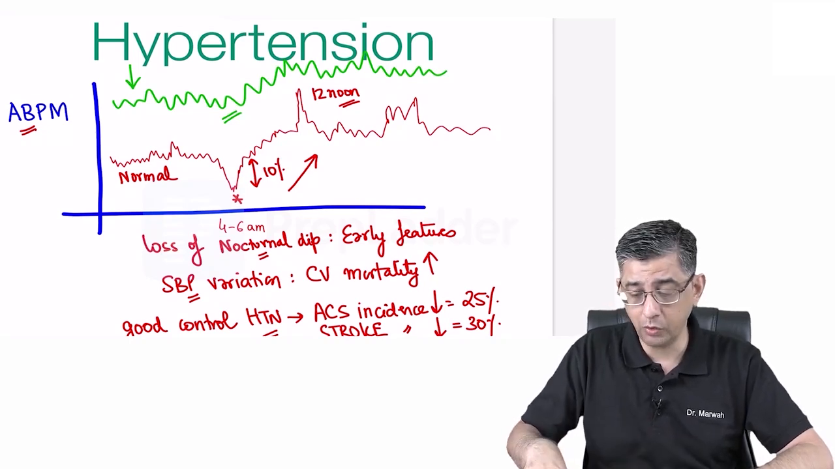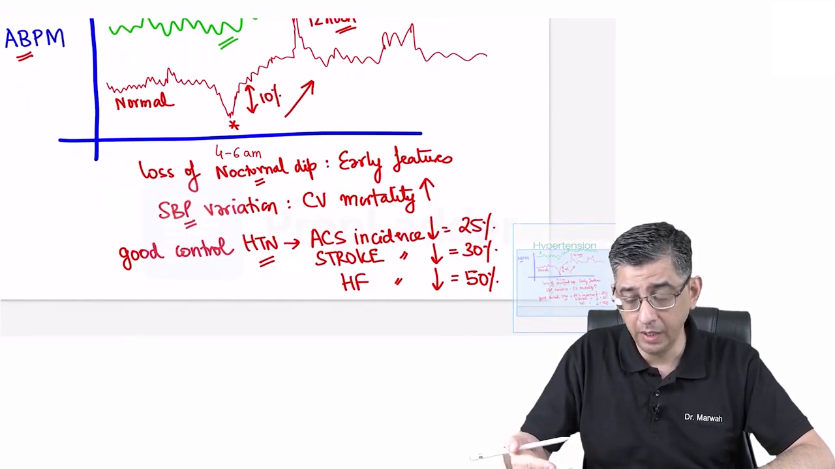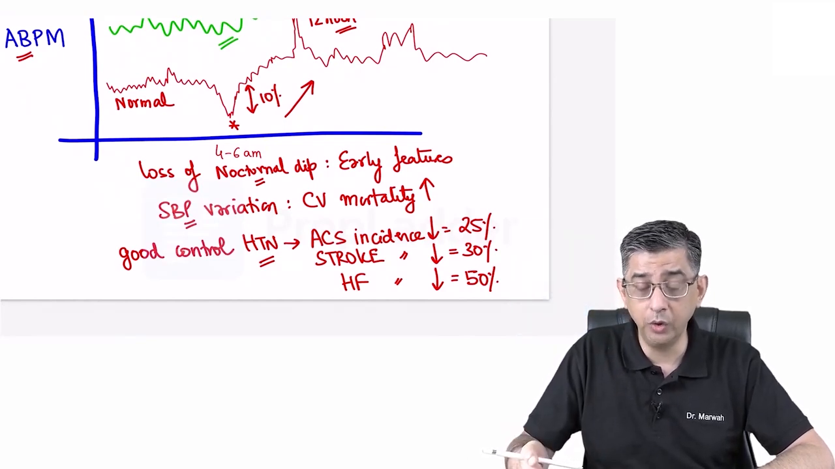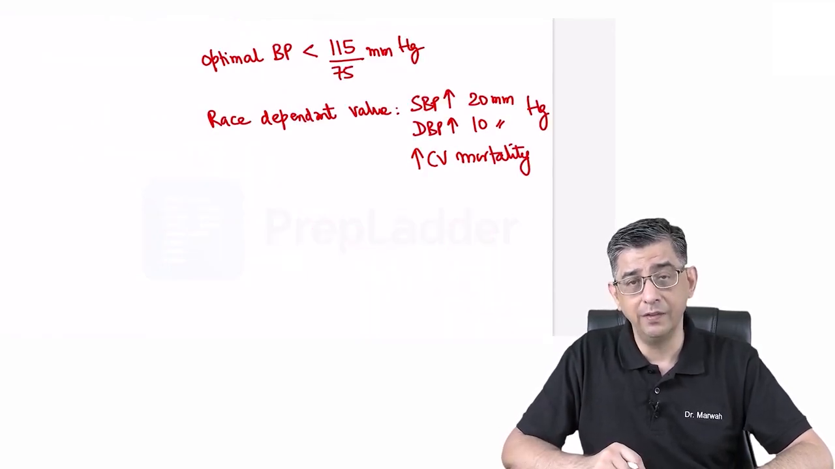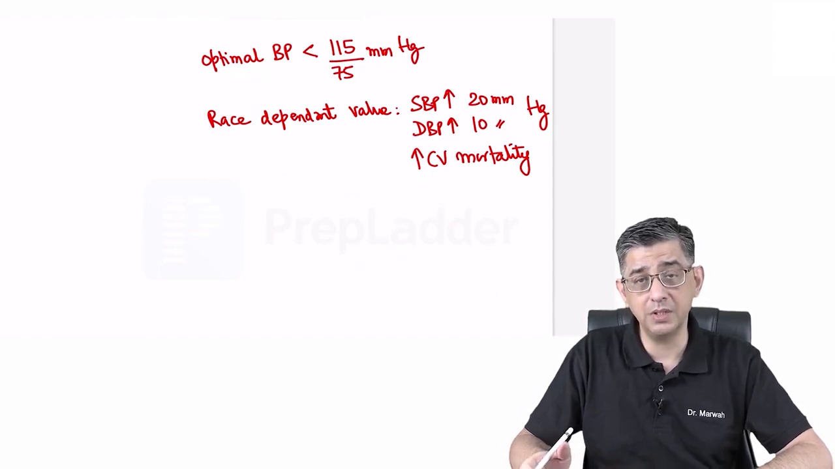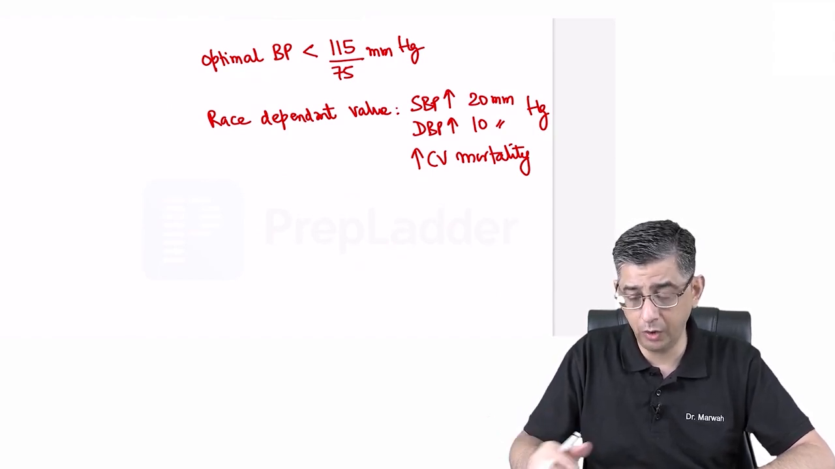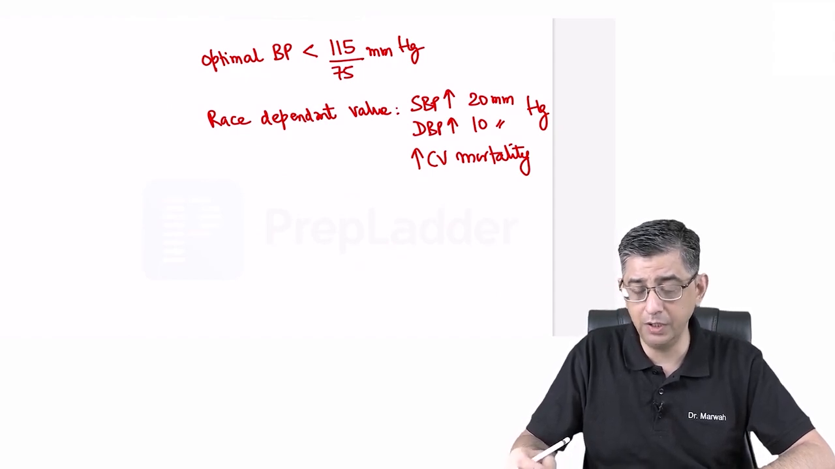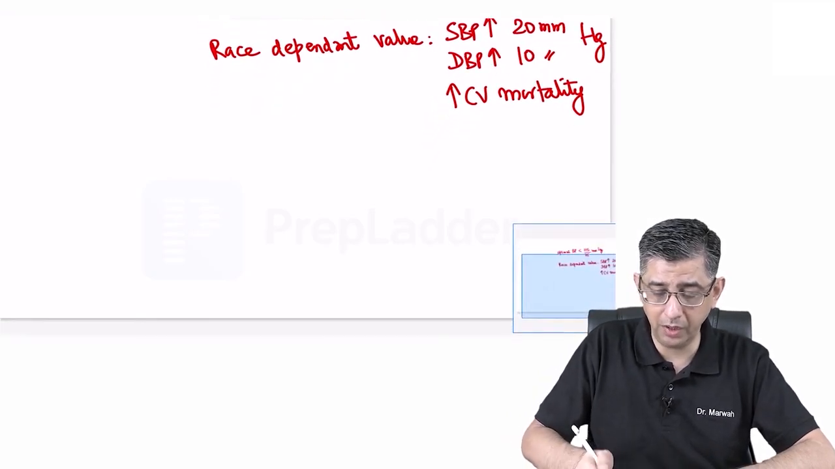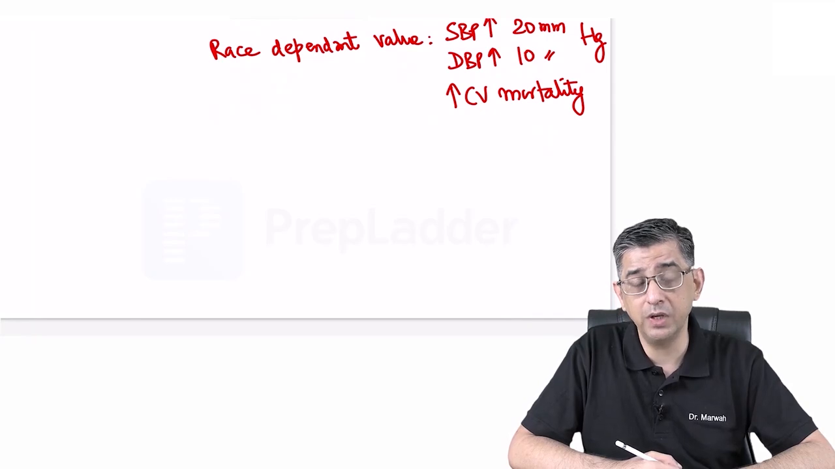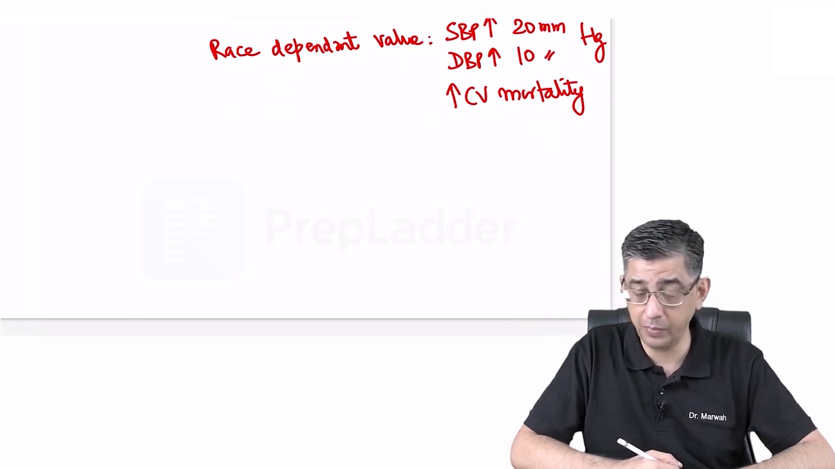To reduce these coronary events, you obviously need good blood pressure control. You need to reduce the fluctuations in the value of the BP. And just now I said that if the systolic blood pressure is higher by 20 and diastolic by more than 10 over whatever is the race dependent value, we will have higher chances of mortality. So let's look at what the American Heart Association says and what Harrison says for the cutoffs for hypertension.